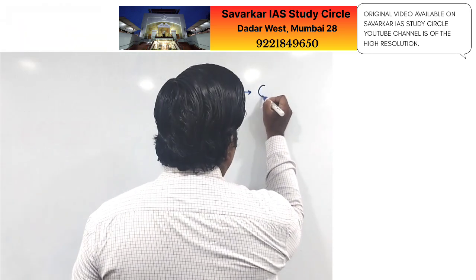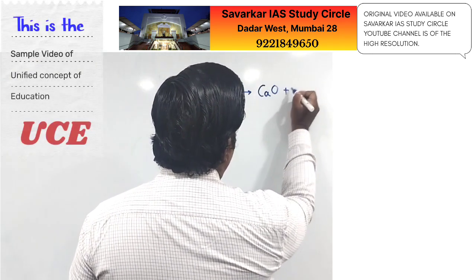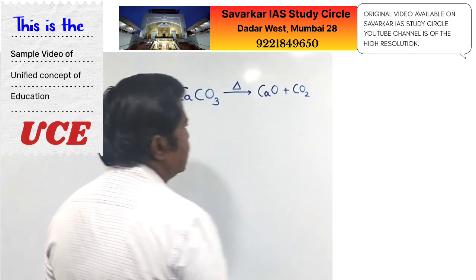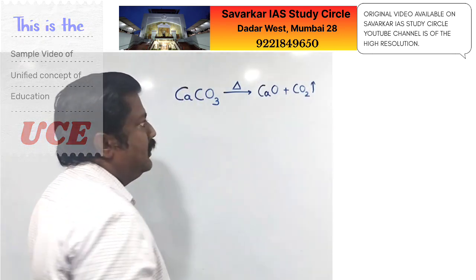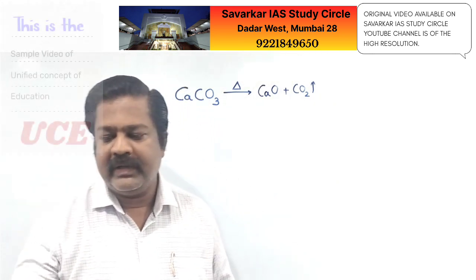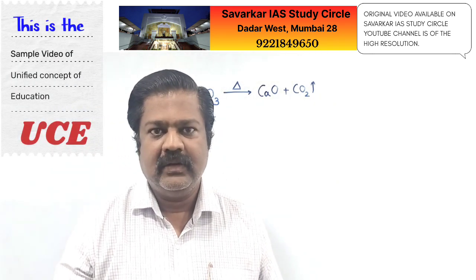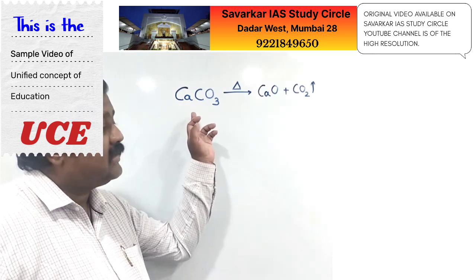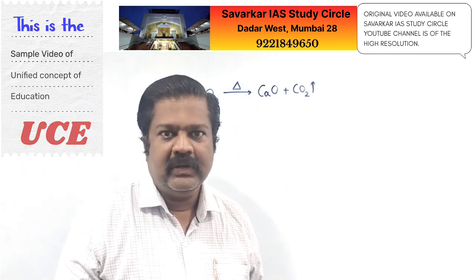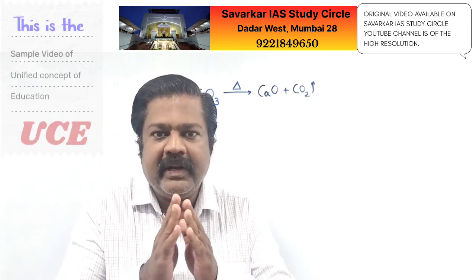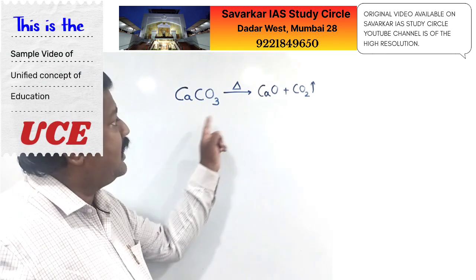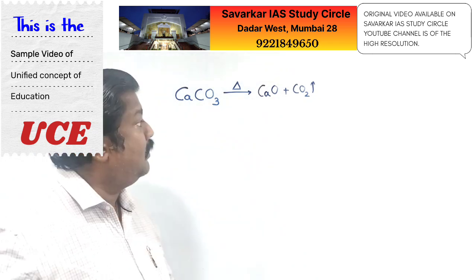I will get here calcium oxide plus carbon dioxide. Now in front of carbon dioxide, I have to put an upward arrow, indicating this is a gas. So this is called thermal decomposition. Why thermal? Because we are heating and then the substances are getting decomposed. So this decomposition is called thermal decomposition.